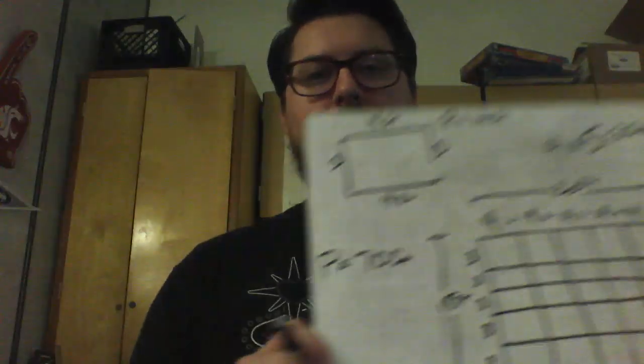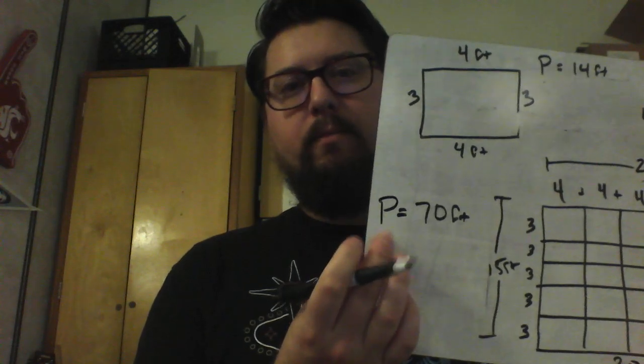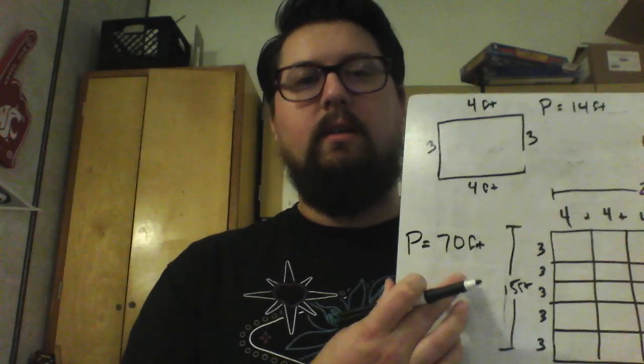So perimeter is adding. Let's add up all the sides. 20 plus 20 is 40. 15 plus 15 is 30. 30 plus 40 is 70. The perimeter is 70 feet. P equals 70 feet. P for perimeter equals 70 feet.